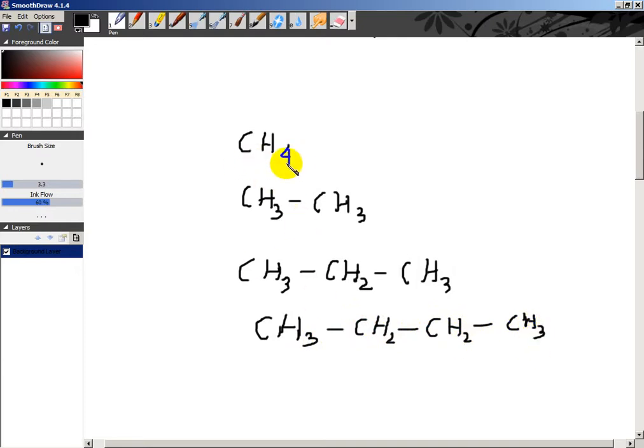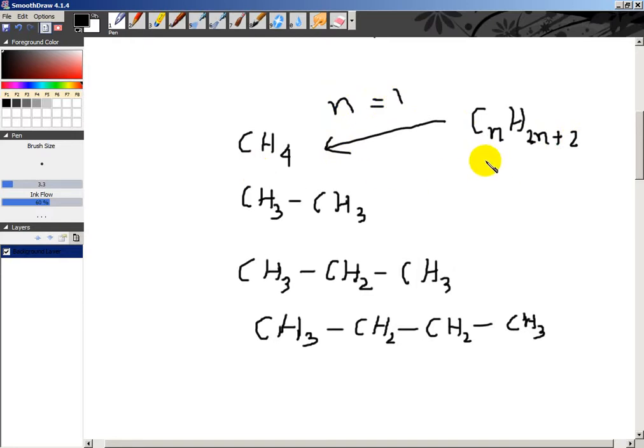This is methane, ethane, propane, butane. This is our homologous series. Look, there is a common general formula, CnH2n+2. If I put n equal to 1, we find methane.